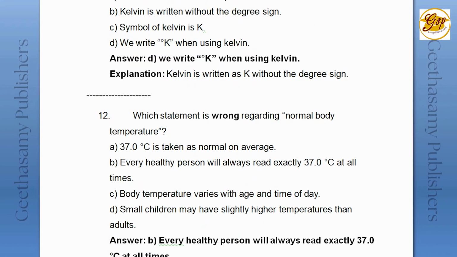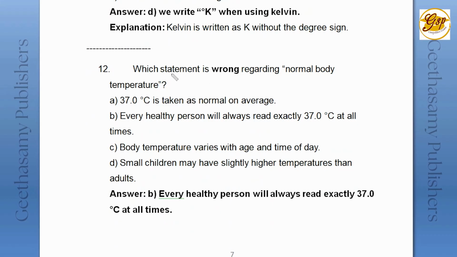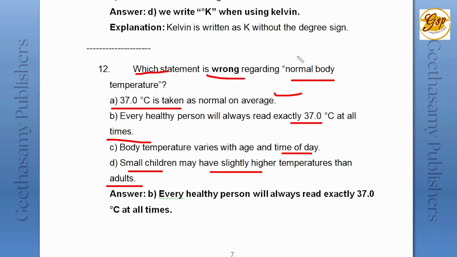Right, fine. 12th question. Which statement is wrong regarding the normal body temperature? 37 degrees centigrade is taken as normal average. Every healthy person will always read 37 degrees centigrade at all times. Body temperature varies with age and time of the day. Small children may have slightly higher temperature than adults. So the wrong statement is C.